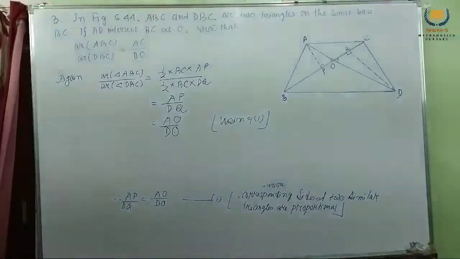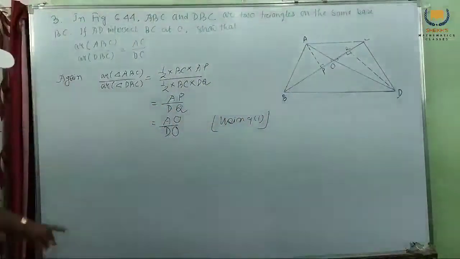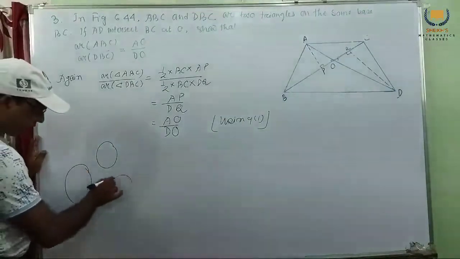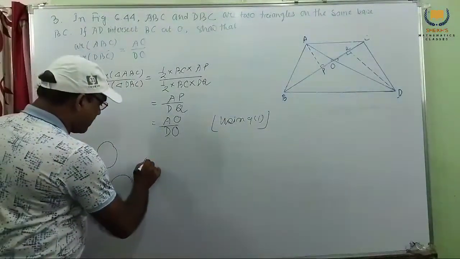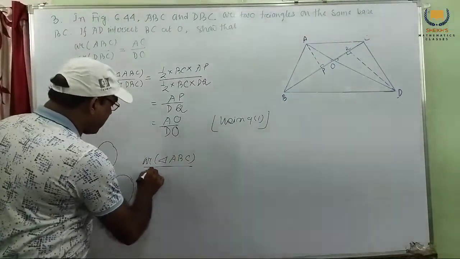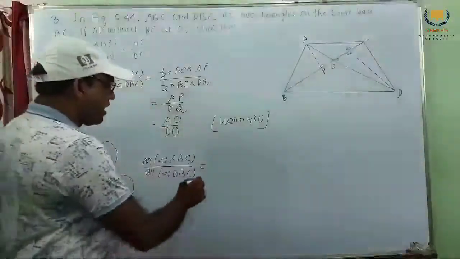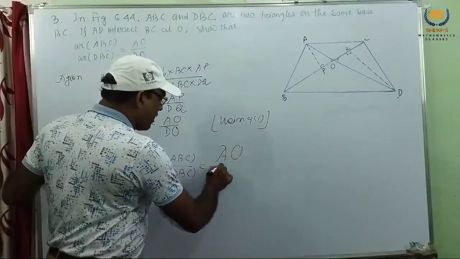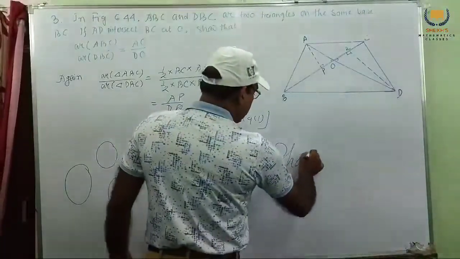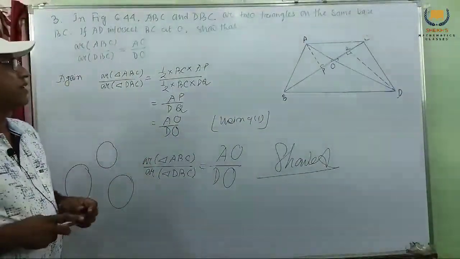So at last we get this. Therefore area of triangle ABC by area of triangle DBC equal to AO by DO. So this is our proof. This is the complete proof of the given problem.